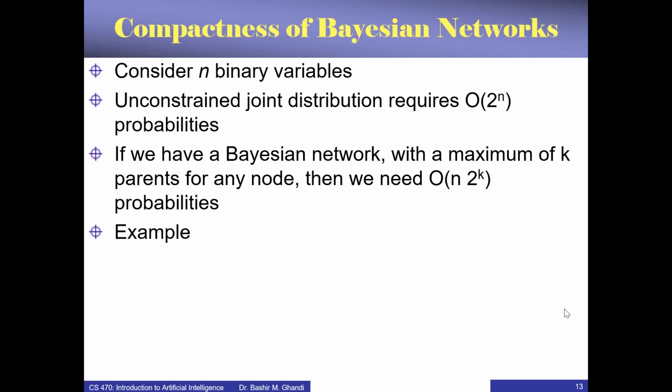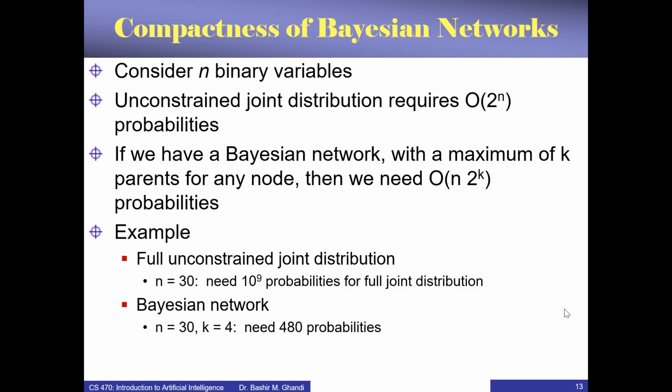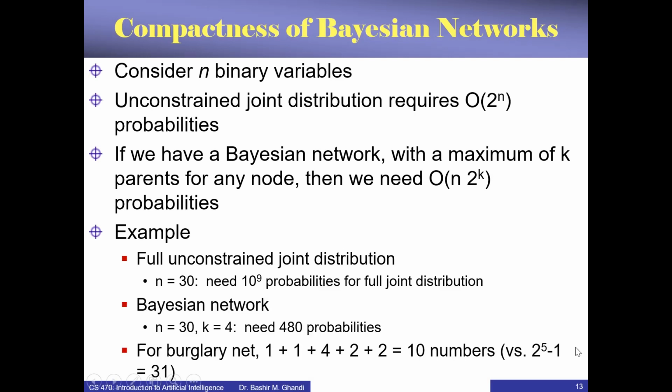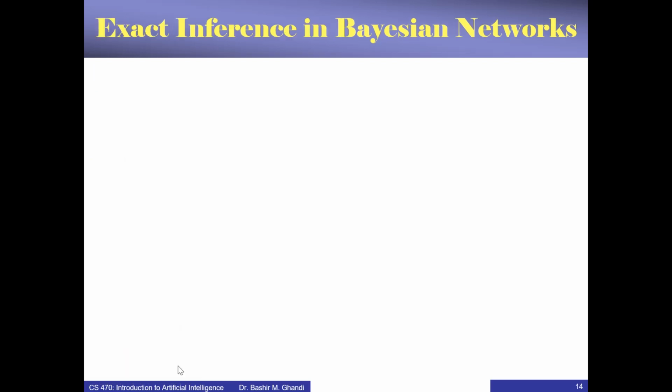If it were to be a full joint distribution, obviously you're going to need 2 to the power 5 minus 1 probabilities, which is 31. Okay, so that shows you the advantage of a Bayesian network in terms of its representation. We don't need to represent too many probabilities compared to a normal joint probability distribution.